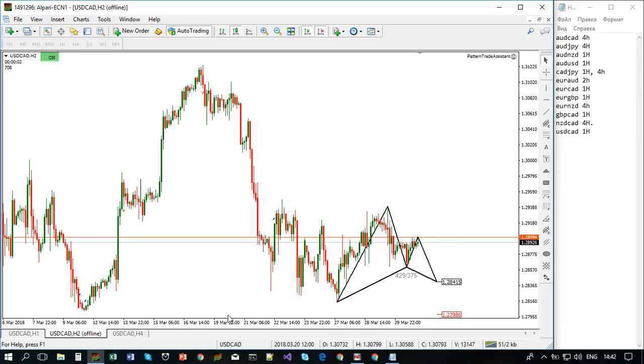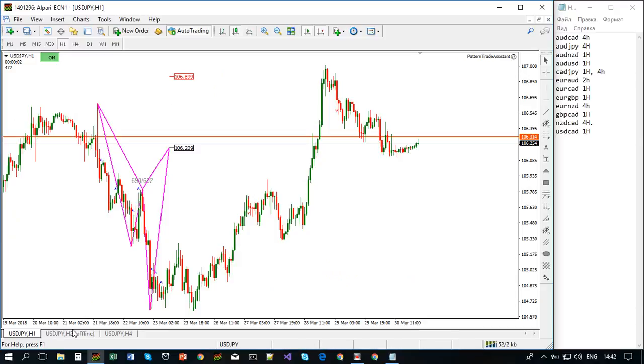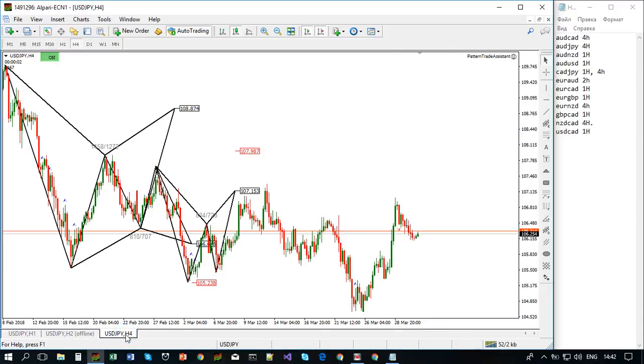USD CAD 2 hour and dollar yen. Cipher pattern. Okay, nothing here except this winner.